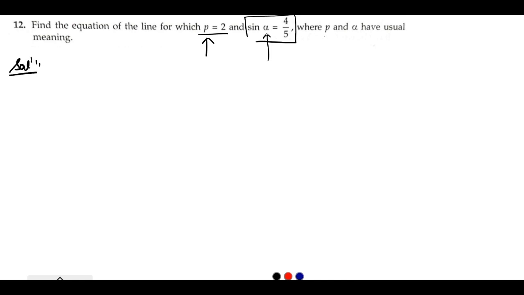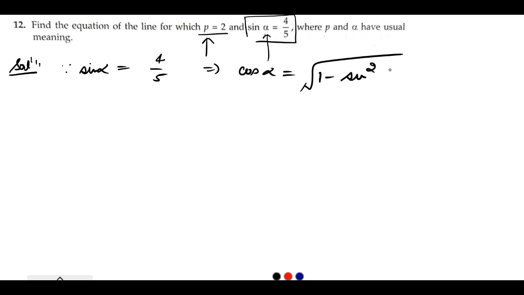First of all, find cos alpha with the help of sin alpha, then apply normal form of the equation. If sin alpha is equal to 4 by 5, then cos alpha will be under root 1 minus sin square alpha.